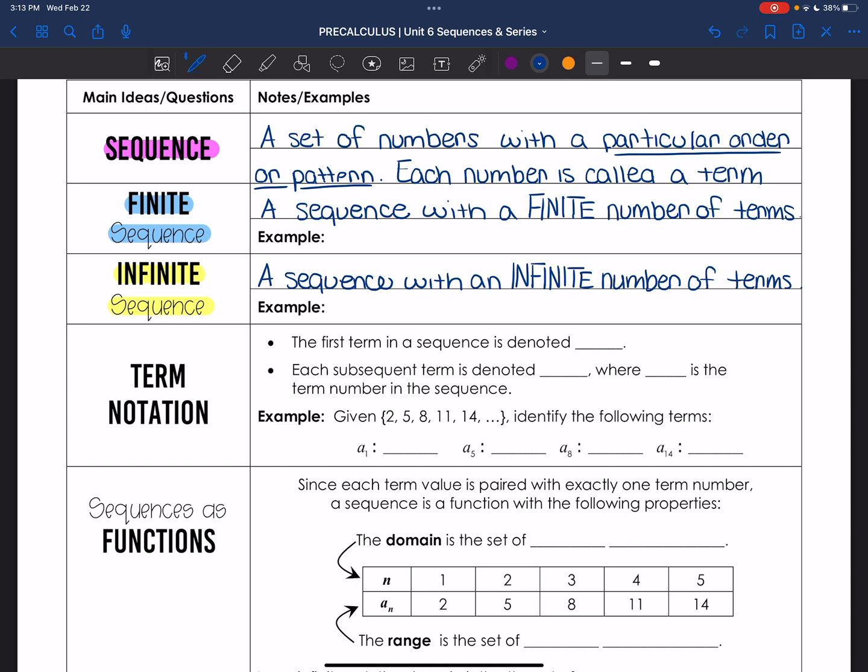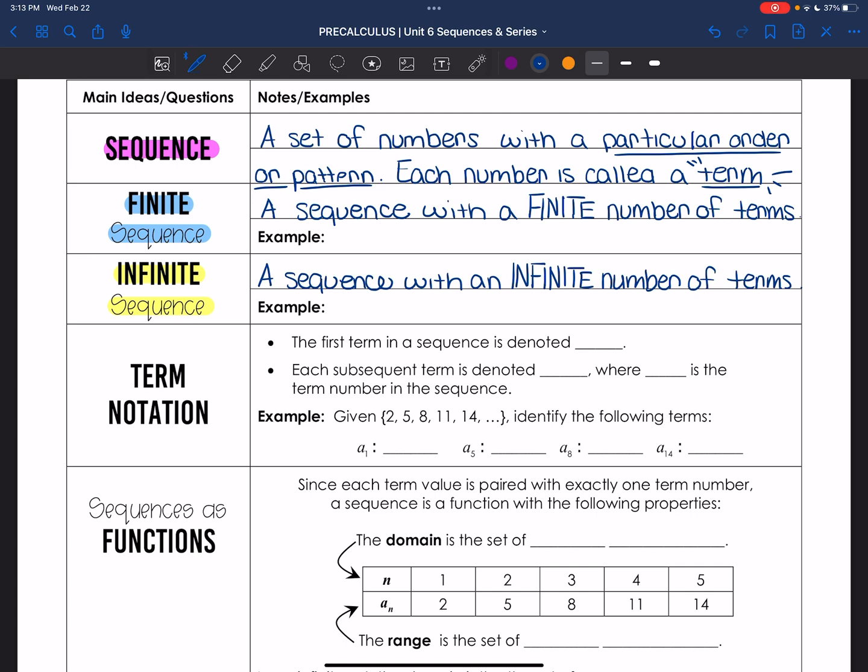And each number in your sequence is called a term. This is an important word that we're going to use a whole lot, so you may want to take a moment to just be aware of that and maybe highlight that as a keyword.